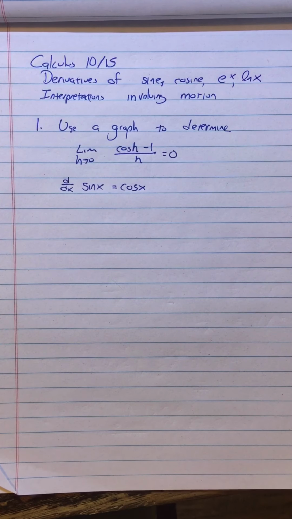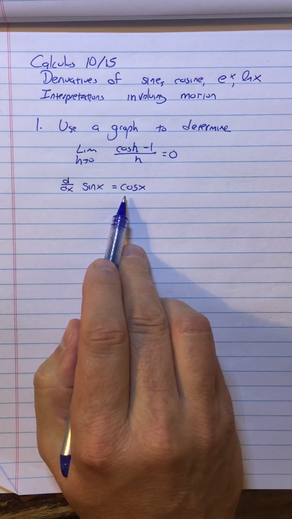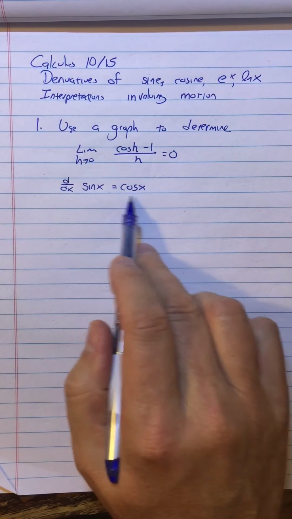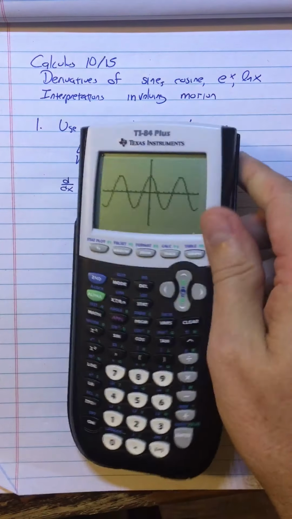So here's our speculation from looking at the graph. The derivative of sine of x is equal to cosine of x. So cosine of x tells us the rate of change of sine of x at any point. I mean, that's actually a pretty remarkable and interesting thing.